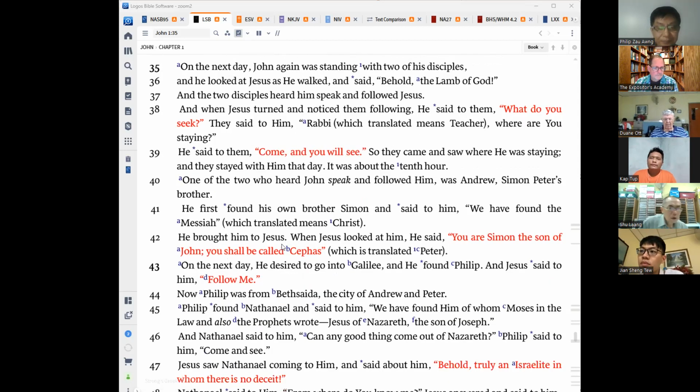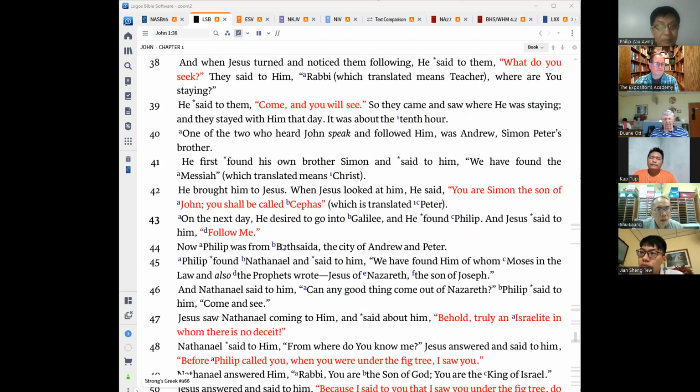He first found his own brother Simon and said to him, "We have found the Messiah," which translated means Christ. He brought him to Jesus. When Jesus looked at him, he said, "You are Simon, the son of John. You shall be called Cephas," which is translated Peter.